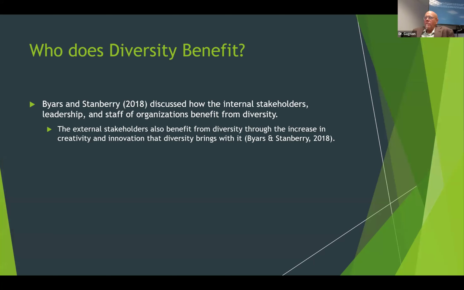Who does diversity benefit? The textbook discussed how the internal stakeholders, employees, leadership, and the staff of the organization benefit from diversity. The external stakeholders also benefit from diversity through the increase in creativity and innovation that diversity brings with it. So we talked about that before, that diversity brings with it a multitude of perspectives. And when we accept that and bring that in, we get to a place where we can reject the status quo, the old way of doing things.